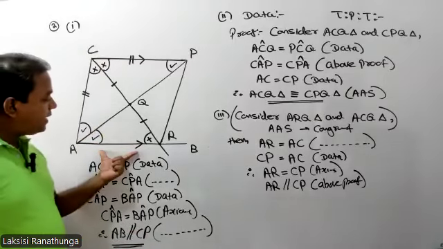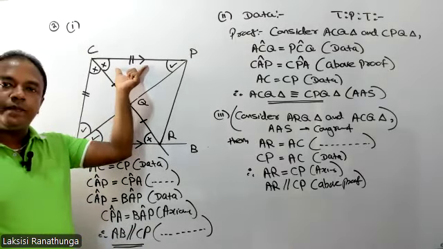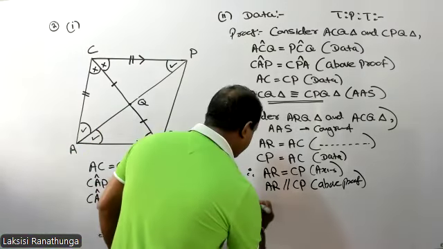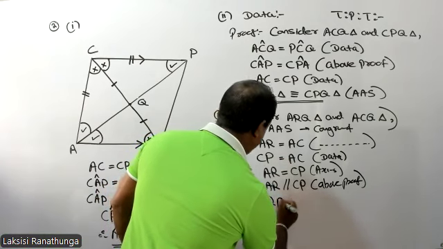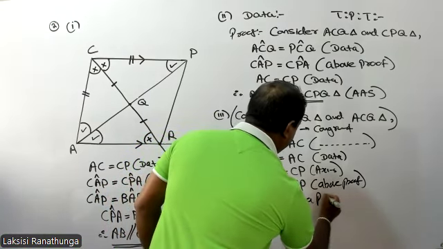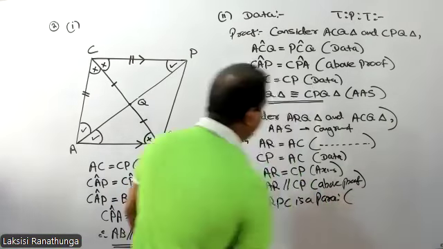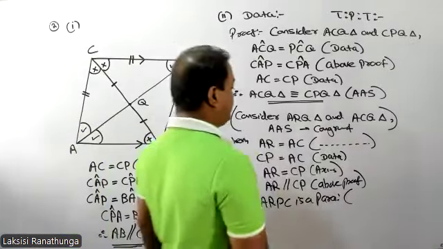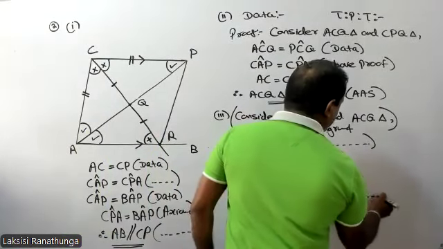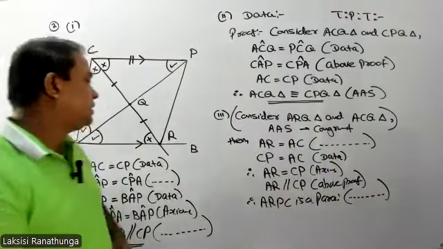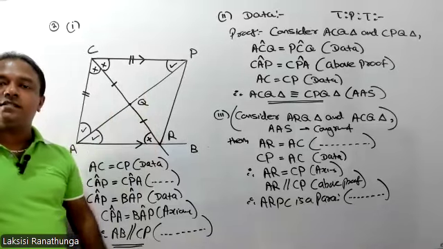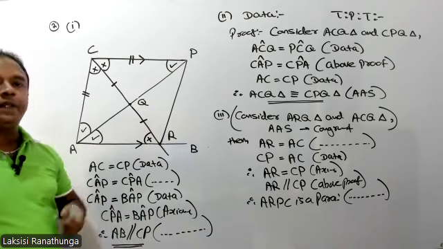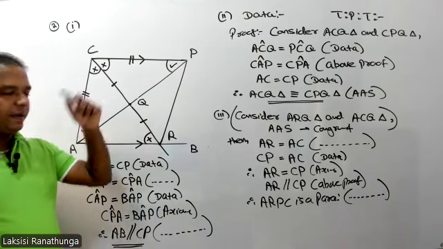Then AR equal CP, AR parallel CP. Therefore ARPC is a parallelogram. Make a parallelogram. ARPC is a parallelogram. Reason එක ලියන්න ඕනේ මෙතන. A pair of opposite sides of a quadrilateral are parallel and equal. Therefore this is a parallelogram.